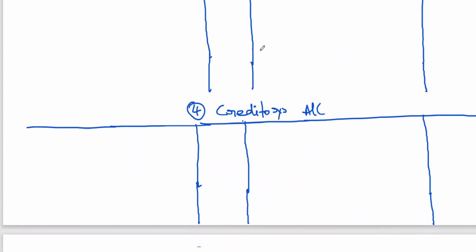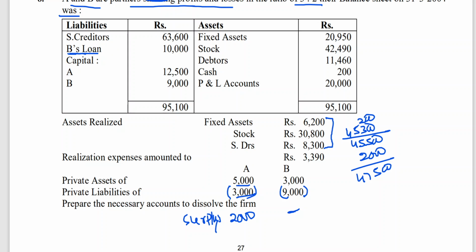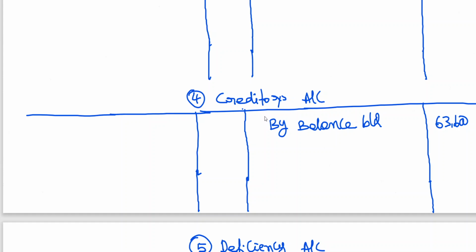Okay. Creditors 63,600. Creditors account I've already opened. I've given the reason also. By balance brought down 63,600. B's loan, I've told you that B's loan, since all partners have become insolvent, firm is not in a position to make payment to creditors. Without making payment to creditors, how can you make payment to B? So what the firm will be doing in such case, this is a point I've explained you. Be watchful, be careful. When all partners have become insolvent, partner's loan which is appearing on the liability side will be closed by transferring to partners capital. Even loan which is appearing on the asset side also will be transferred to partners capital account.